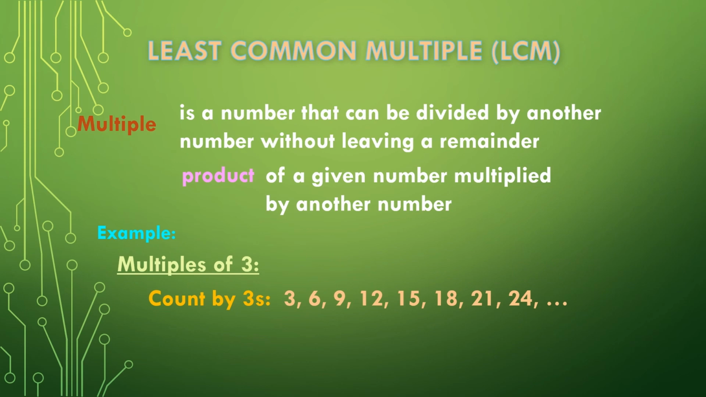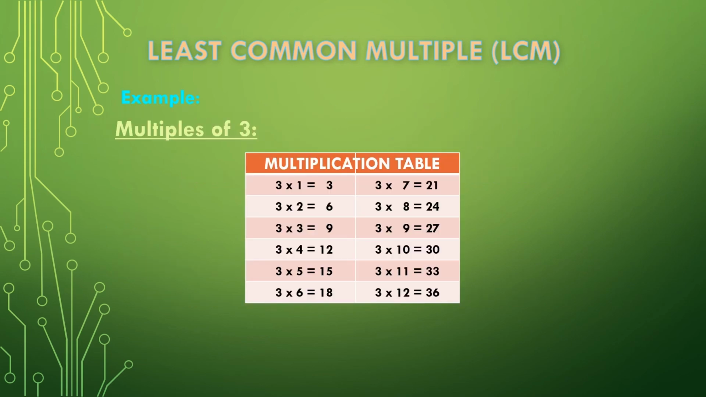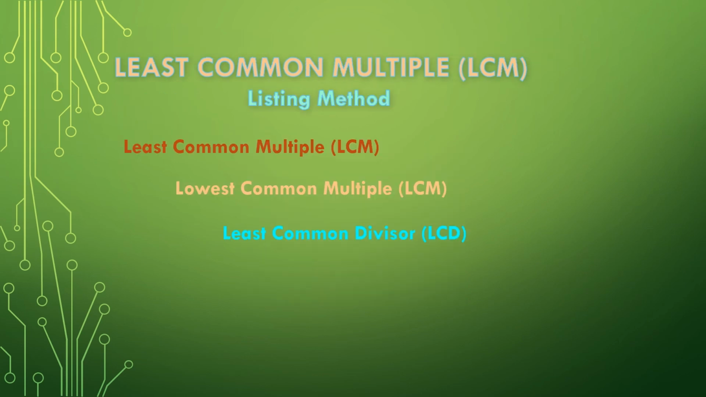Still confused, my math wizards? Well, what about counting by threes? Like 3, 6, 9, 12, 15. These are all multiples of 3. Also, remember your table of multiplications when you were asked to memorize your table of 3? So all the products there are all multiples of 3.